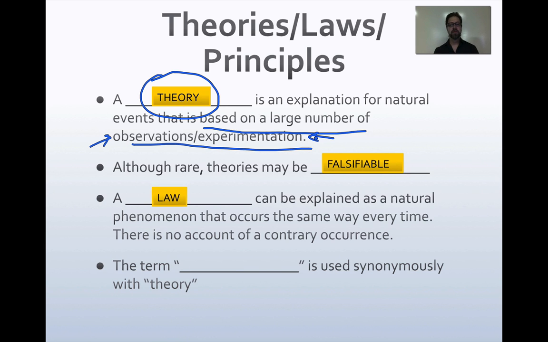A law can be explained as a natural phenomenon that occurs the same way every time. There's no account of contrary occurrence. So if you think of, for example, Newton's laws from physics, those would be examples of things that occur the same way every time, and we've yet to find anything that goes the other direction with results. And lastly, the term principle is used synonymously with theory. So principle is a pretty strong word as well in science.